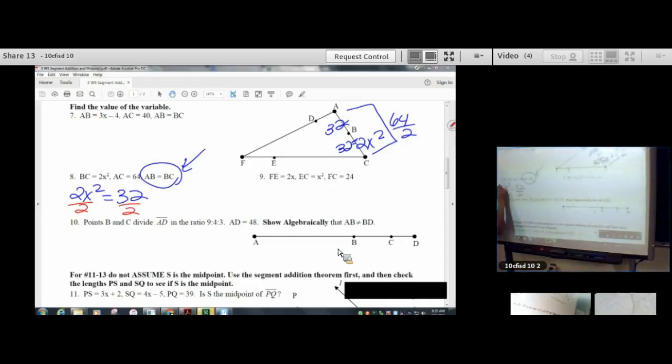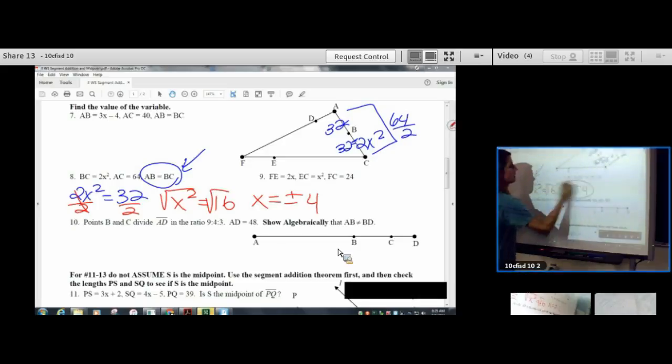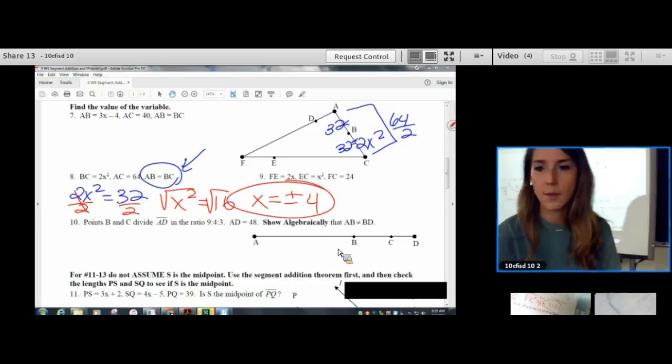Divide by 2. X squared equals 16. The opposite of squaring is square rooting. The square root of 16 is plus or minus 4. End of story.